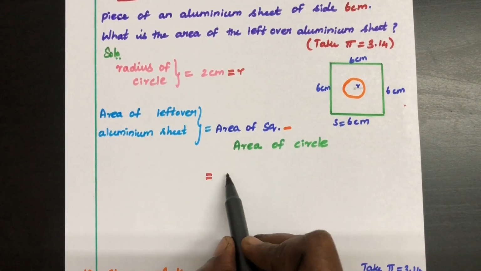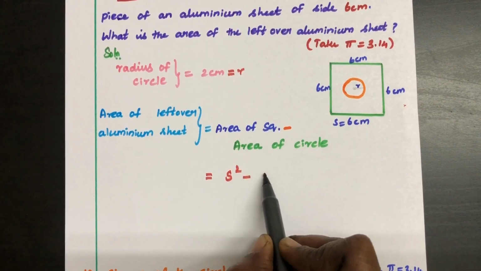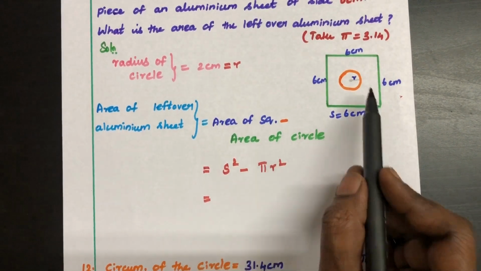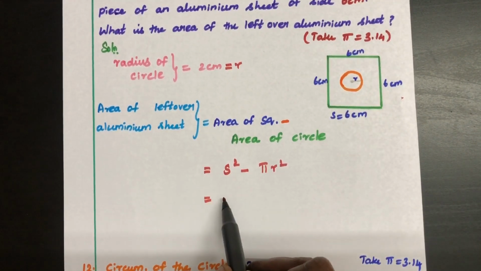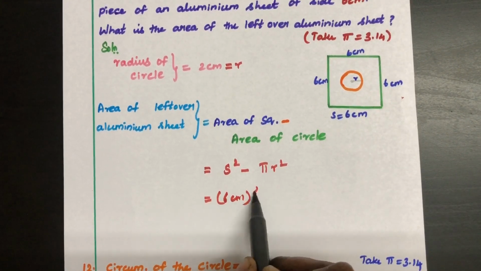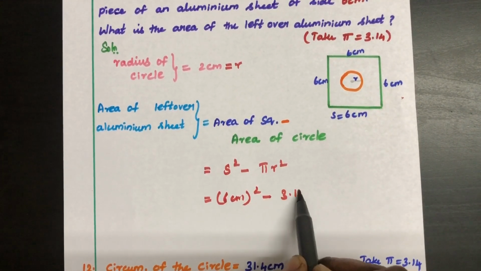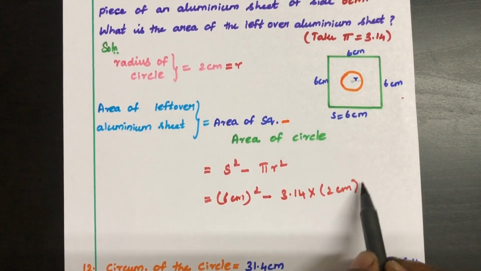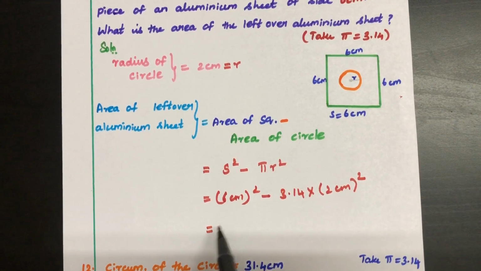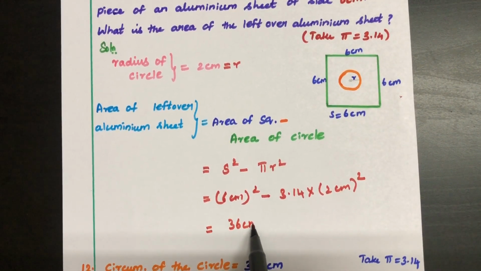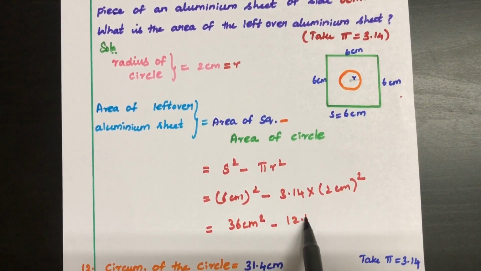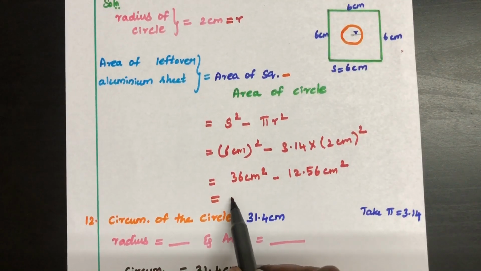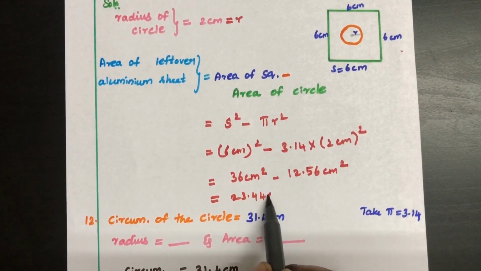Area of a square. What is the area of a square? S squared, minus the area of a circle, which is pi r squared. Now we will do this. S is 6 centimeter. So 6 centimeter squared minus, instead of pi, 3.14 into r, which is given as 2 centimeter, so 2 centimeter squared. This equals 36 centimeter square minus 12.56 centimeter square. After subtraction, the answer is 23.44 centimeter square.